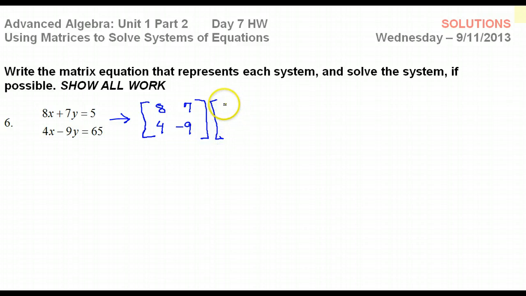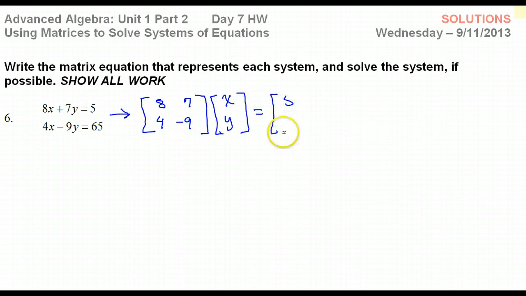Next, we have the variables, x and y. That's its own matrix. And finally, we have the constant matrix, 5 and 65. So what we have here is a matrix equation. And let's always call the coefficient matrix A. We'll call the variable matrix X. And we will call the constant matrix B. If we agree on that, then when we go to solve these problems, we can do this.